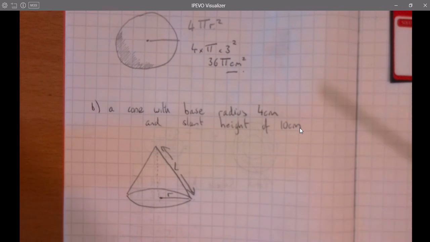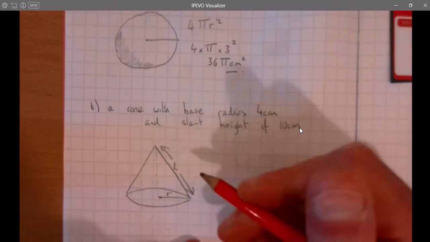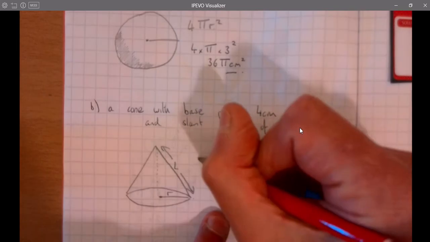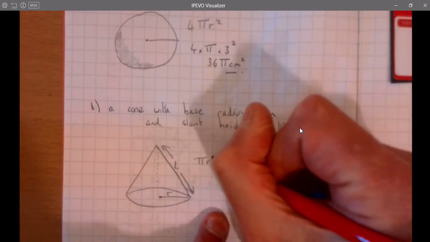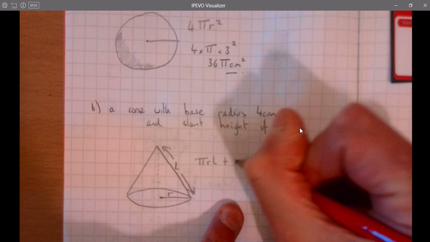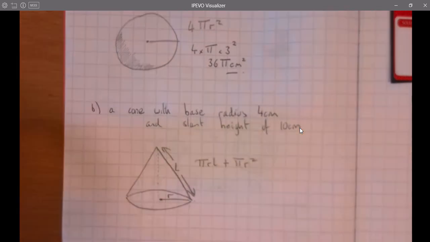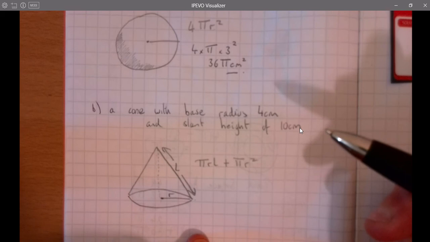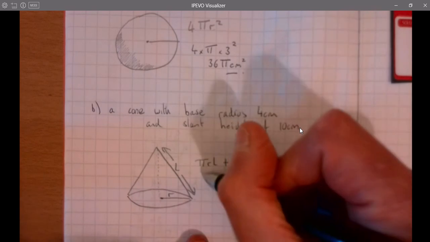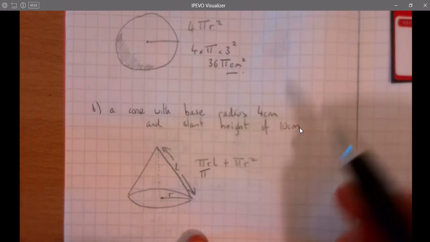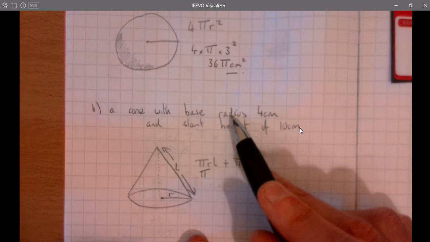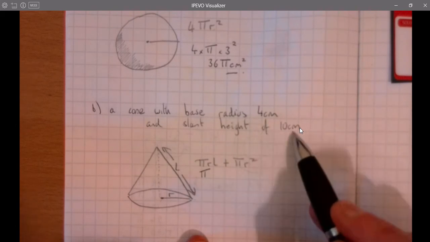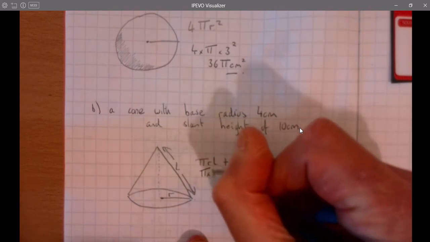So if we now write this down, the surface area is pi r l plus pi r squared, and we just pop in what we know. Again, you would be told this, so don't be worried about trying to remember it. So let's fill this in. I've got my question here: cone with a base radius of 4, slant height of 10 centimeters. Let's literally fill those things in and work it out.